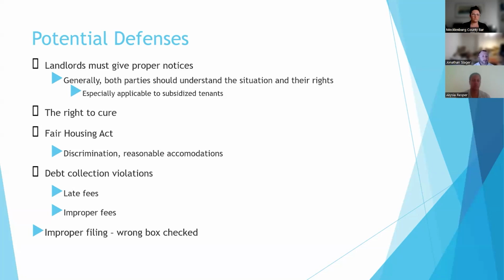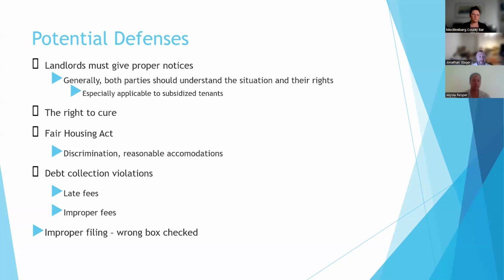And as long as the request is reasonable, so it's not going to be like, I need a $60,000 elevator built so I can get to my apartment. But if I need a ramp to get to the stairs or something like that, then a landlord will generally need to accommodate them.